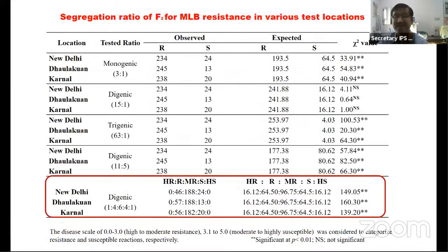And in that case, out of these 6 populations, namely P1, P2, F1, F2, BC1P1, and BC1P2, they were evaluated for their performance against MLB disease under artificial epiphytotic conditions in 3 different locations. One is Delhi, another is Karnal, and the third one is Dholakwa of Himachal Pradesh.